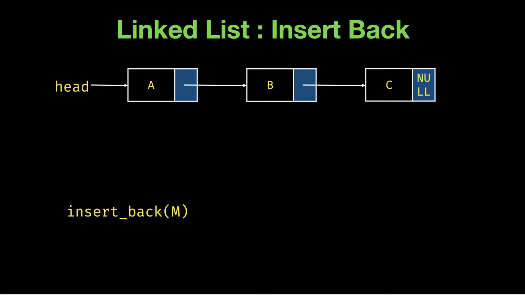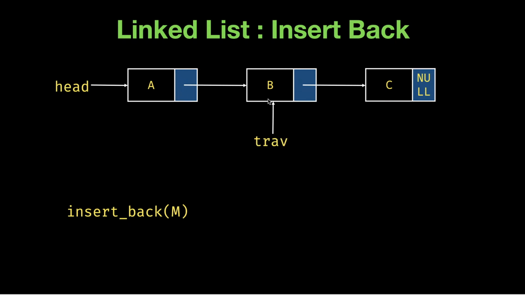Suppose I want to insert m at the back of my linked list. I will first create a new pointer, trav, and traverse through the nodes of the linked list. First, I check: is this node the last node of the linked list? Right now, no, because the last node will have its next pointer equal to null. This node doesn't have its next pointer set to null, so we will not stop here; we will go to the next node.